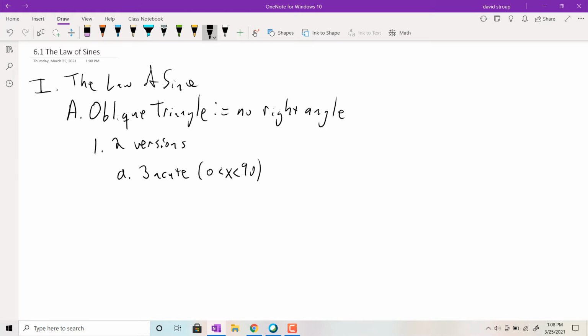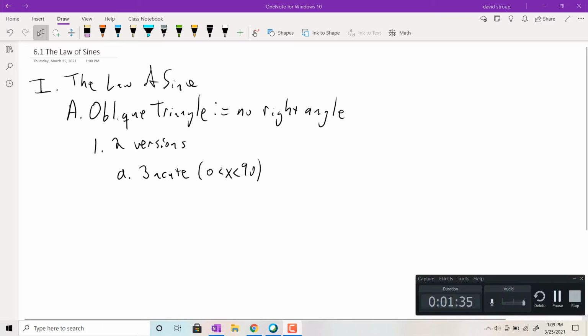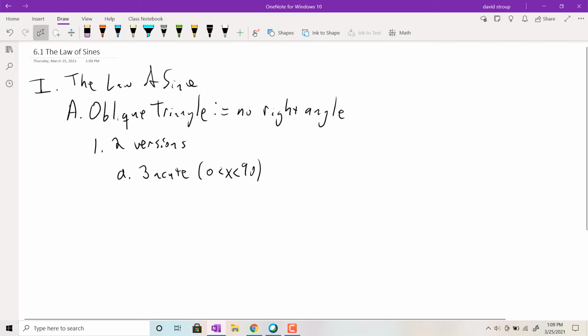I don't know if it's weak or strict inequality on that definition. It's not a definition I use every day. I apologize. Maybe I should pause the video and look that up. I'm right. It's strictly in between, so it can't equal 0 degrees, and it can't equal 90 degrees.